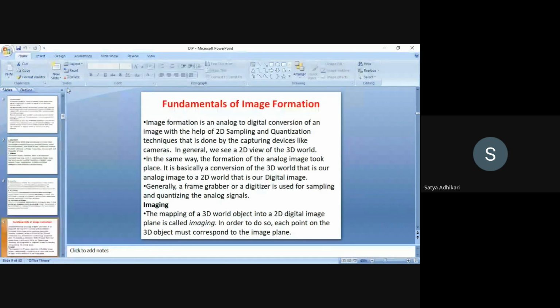I will send the PPT of the transformation slides and these slides. So please go through it.